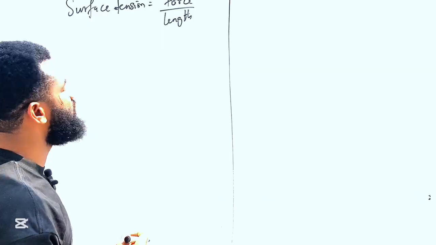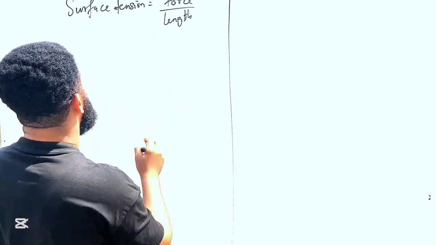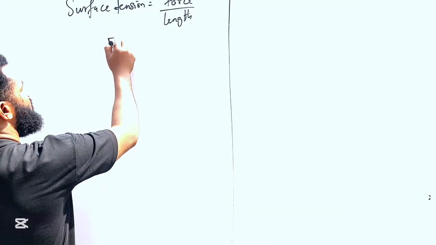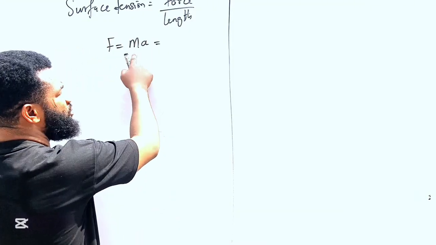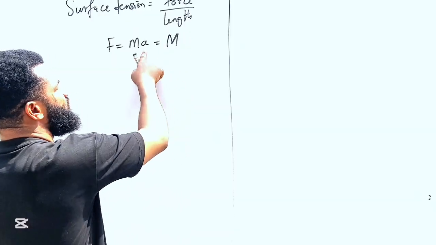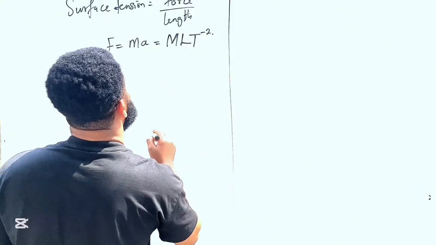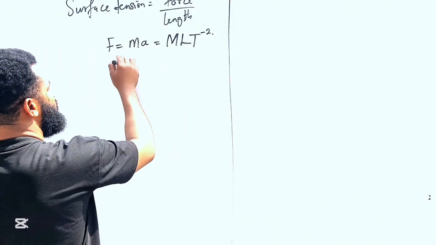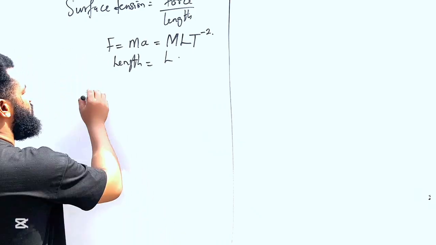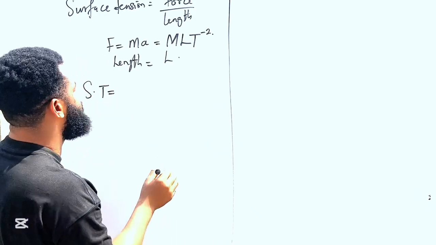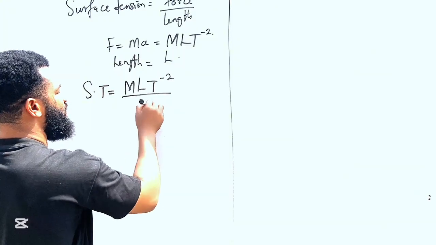So when you know the force per unit length, the next thing is to break this force down. The formula for force is mass times acceleration. What is the dimension of mass? It's capital M. The dimension of acceleration is L t raised to power minus 2, while the dimension of length is capital L. Therefore, the surface tension has a dimension of M L t raised to power minus 2, all divided by L.